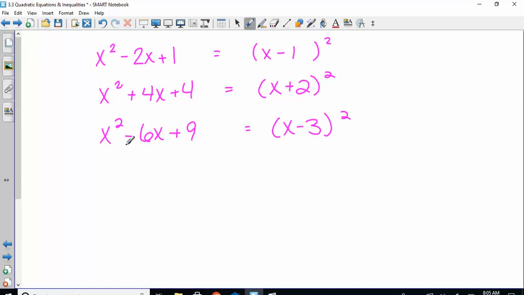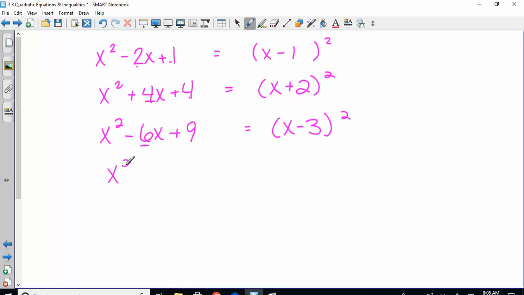Okay, so what we're going to do is try to create this thing over here. You'll notice this number, how is it related to the negative 6? If you take half of negative 6, that's negative 3, and negative 3 squared is 9. Half of 4 is 2, and 2 squared is 4. Half of negative 2 is negative 1, squared is 1.